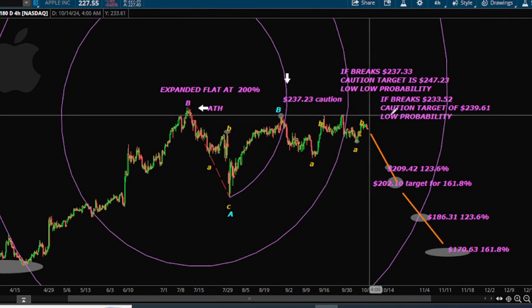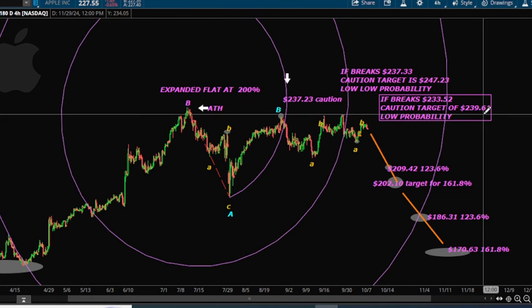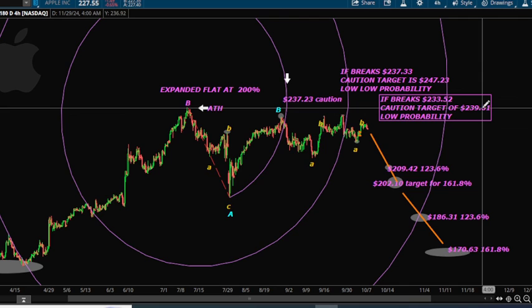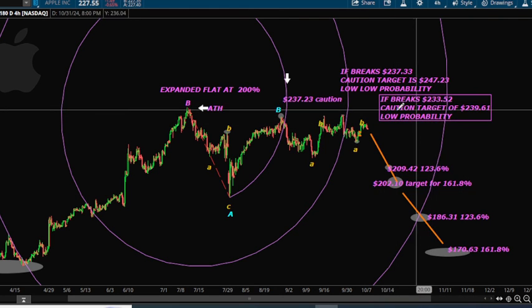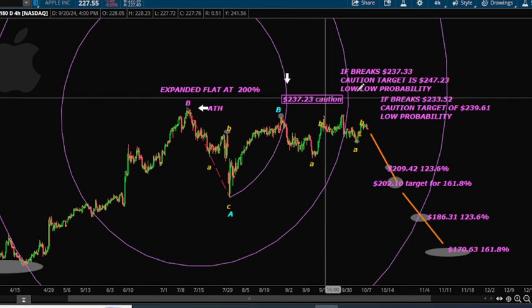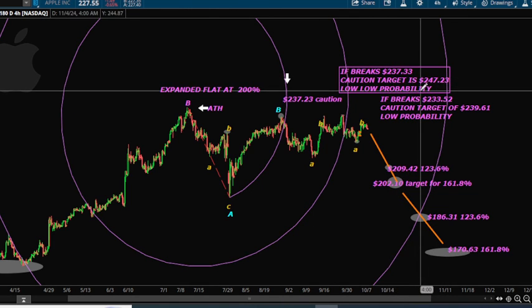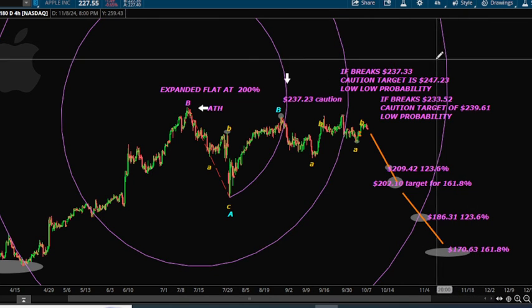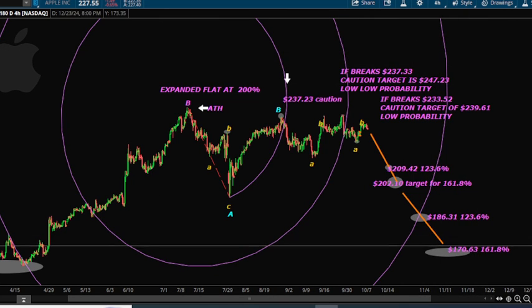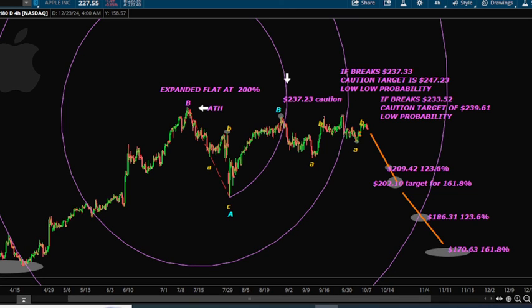If it breaks here at 233.52, maybe a target would be 239 for a shorter-term target. If it breaks higher than that, if it breaks the 237.33, then our target up would be up to around 247. Okay, I hope that helps. Thanks for watching.